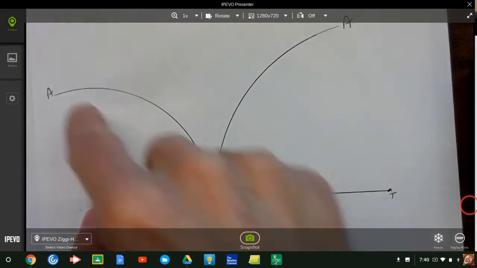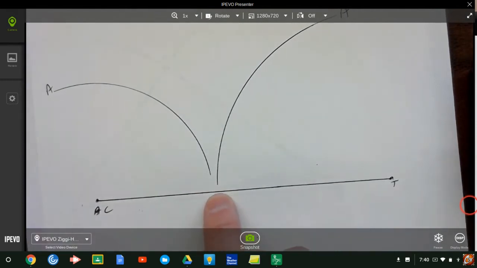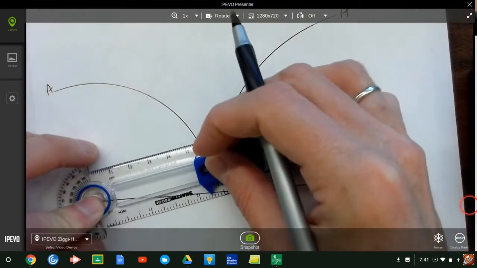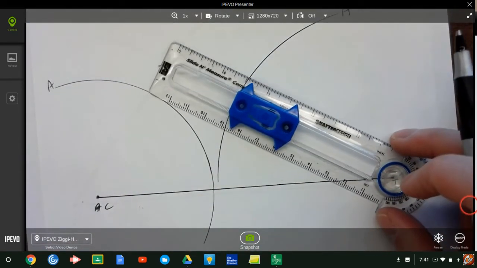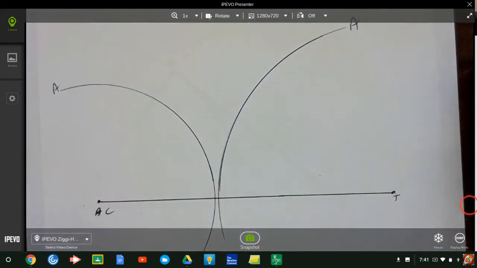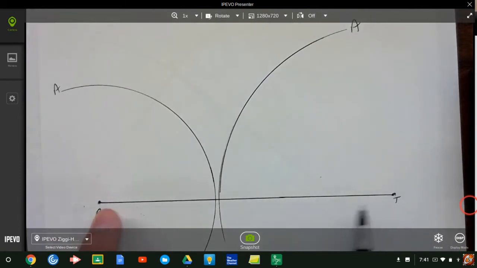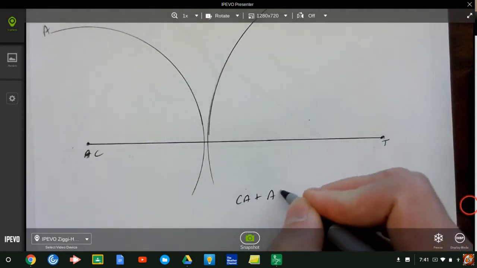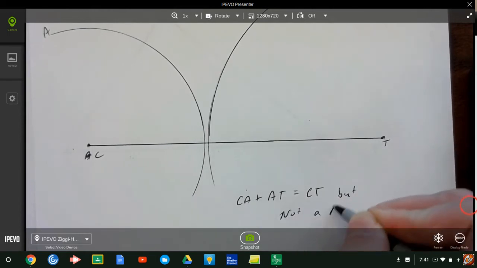Trace CT, but when I did CA and AT, they didn't intersect. In fact, they're actually going to come together in the same spot right about here. If I kept going with my compass here, probably going to get these come together there. And if I continue with this one, pretty close. So basically, CA and AT almost add up to equal CT, but it doesn't make a triangle. So make that note, CA plus AT equals CT, but not a triangle.